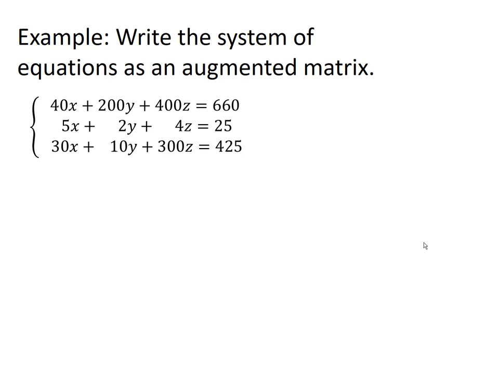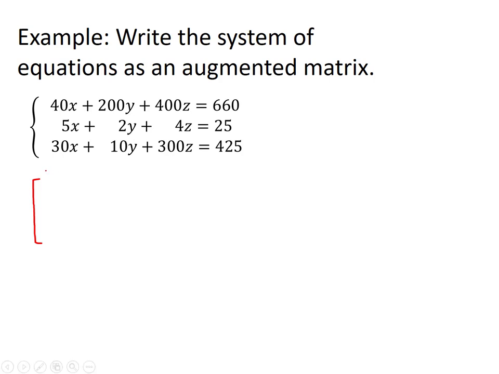Example, write the system of equations as an augmented matrix. Our system is 40x plus 200y plus 400z equals 660. Second equation is 5x plus 2y plus 4z equals 25. Third equation, 30x plus 10y plus 300z equals 425. Now, because there are three variables and a constant, this is going to have 4 columns in our matrix. And because there are 3 equations, our matrix will have 3 rows.